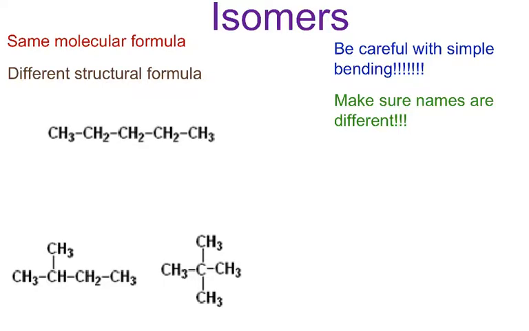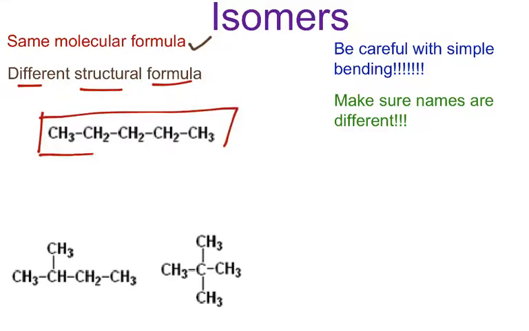This is a video on isomers. As we discussed before, isomers are substances that have the same molecular formula, but they have different structural formulas. In this example, we have regular pentane, and below it, two isomers of pentane.